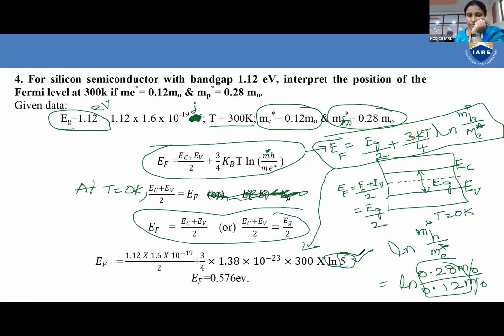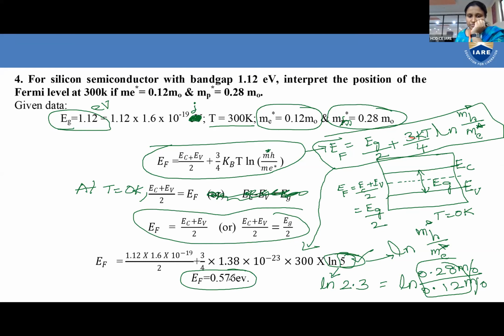So modify it: in place of ln 5, you should have ln mh star by me star. But what is mh star? 0.28 m naught. Me star is 0.12 m naught. So in place of this ln 5, we'll have ln of 2.3. Okay, so I think I made this mistake. All of you make that correction. So if we just take ln of 2.3, what is our final answer? The final answer comes out to be EF is equal to 0.576.